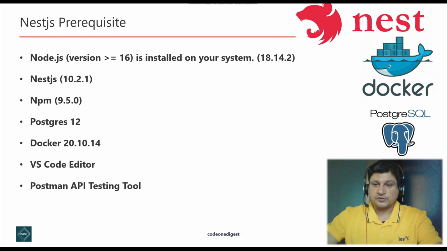Friends, these are some prerequisites for this tutorial. You should have Node.js 16 and above. I'm using 18.14.2 and I'm using Nestjs Framework 10.2.1. NPM version is 9.5.0. Postgres 12. Docker I'm using 20.10.14, and VS Code editor for my coding and Postman API tool. Right friends? So these are some prerequisites. If you don't have the software, you can arrange it and then continue with this tutorial.